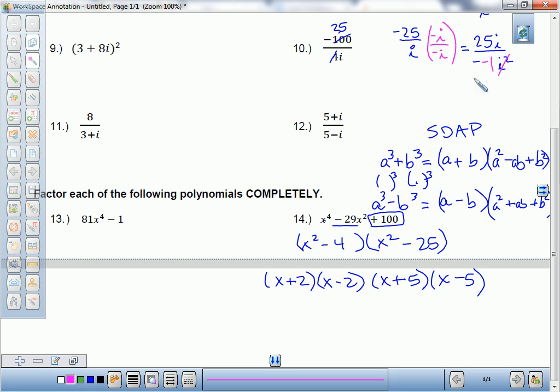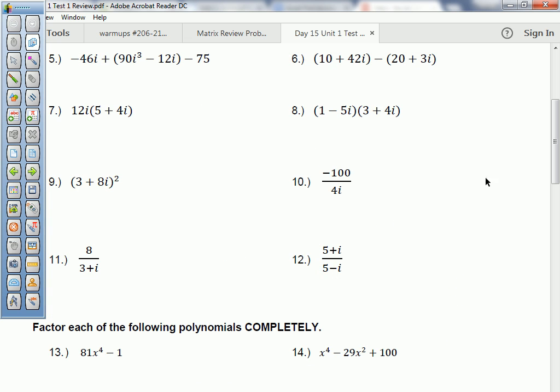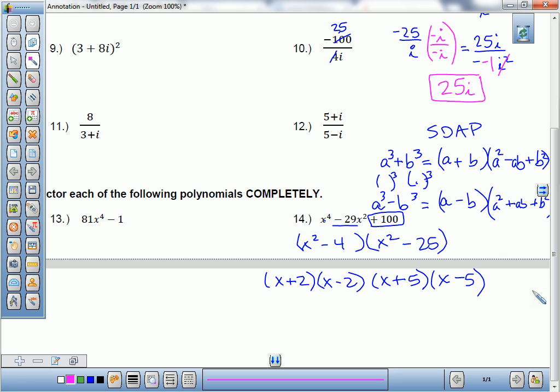Okay, so 14. This is a fourth power. So instead of breaking up into x and x, it has to break up into what? X squared, x squared. Yeah, because this is a 4. You have to do a 2 here and a 2 there. So you ask yourself, what do you multiply to get a positive 100 that we add to get a negative 29? Negative 4 and negative 25.